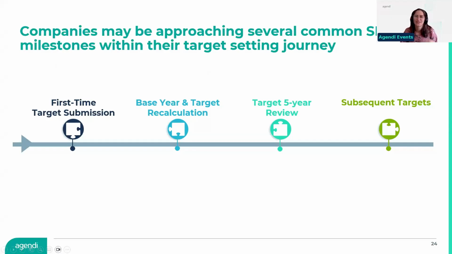Great. So there are 4 common milestones that we see that companies may be approaching within their target setting journey. The first is first-time target submission. Maybe you've committed, maybe you're planning to commit or planning just to set a target outright. This is where you would fall. The second is base year and target recalculations. Third is the 5-year review process. And then fourth is subsequent targets.